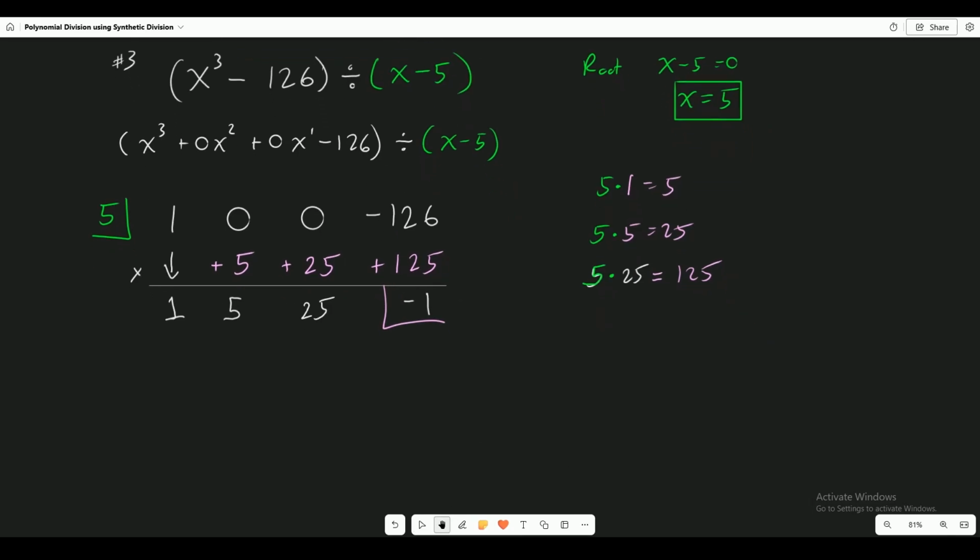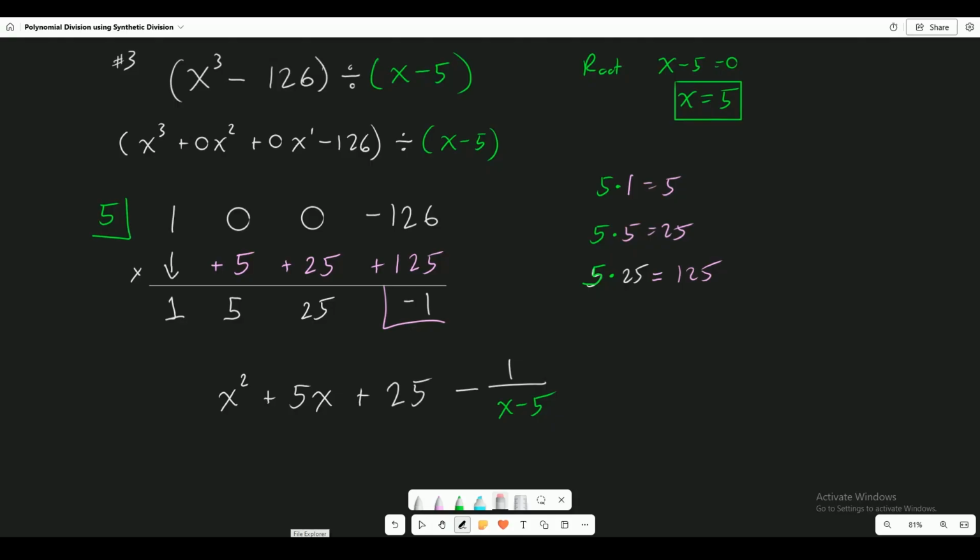So now, let's write what our answer is. So for number 3, our answer is, remember, it's third degree, which means that my result is second degree because I'm dividing by a first degree term, first degree polynomial. So I got 1x squared plus 5x plus 25 minus 1 over x minus 5. Just like that. Look at that. Isn't that cool? Because it's a 1x squared, I don't even need to write it. I can just keep it as x squared. And that's my answer. Okay?